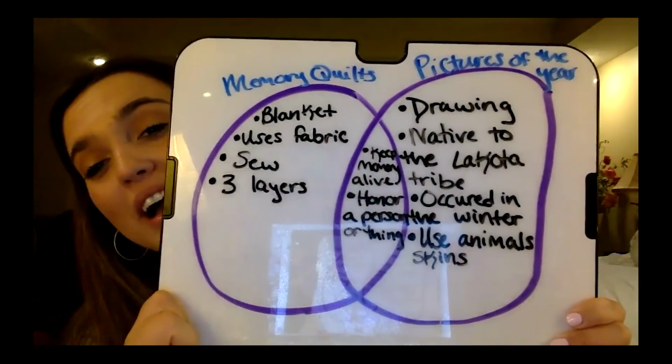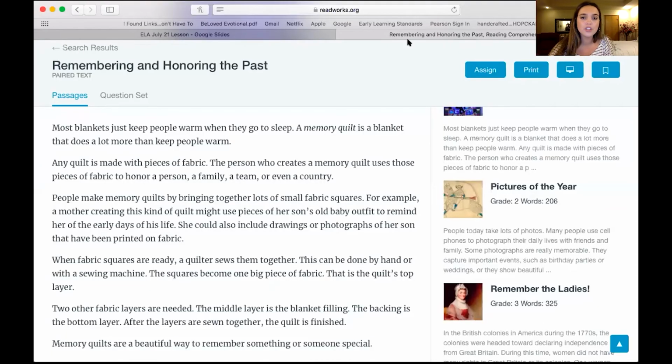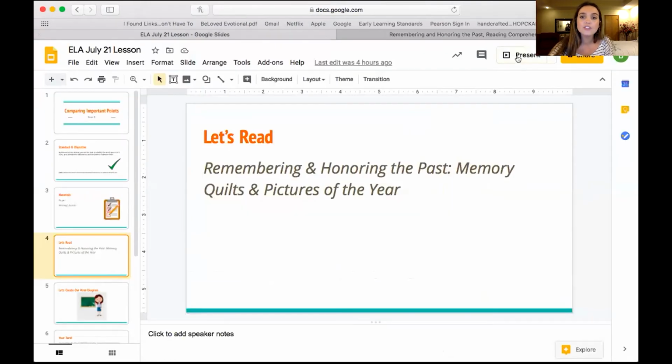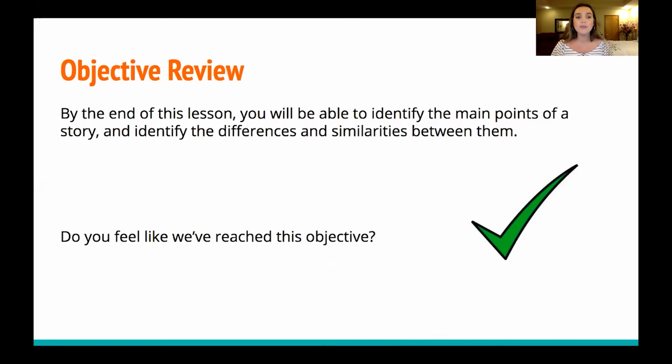Perfect. And I hope you guys enjoyed the readings. Awesome. Okay, we are going to go ahead and wrap it up. So we already read, we created our Venn diagram, I had you guys take a turn, and now it is time for wrap up. By the end of this lesson, you will be able to identify main points of a story and identify the differences and similarities between them. So again, we did that with 2 different stories, and we just did a little bit of a compare and contrast with a Venn diagram.